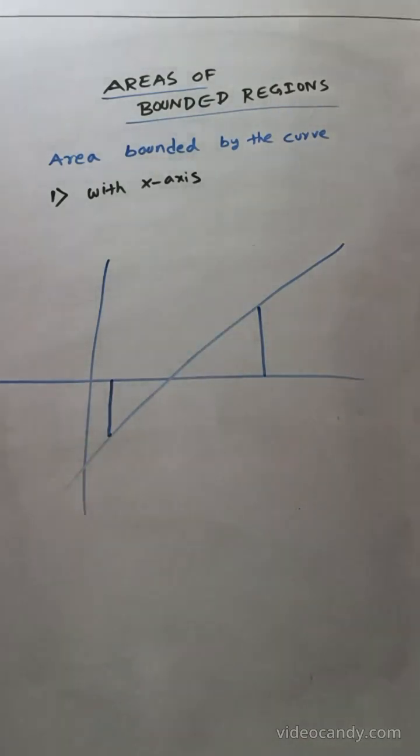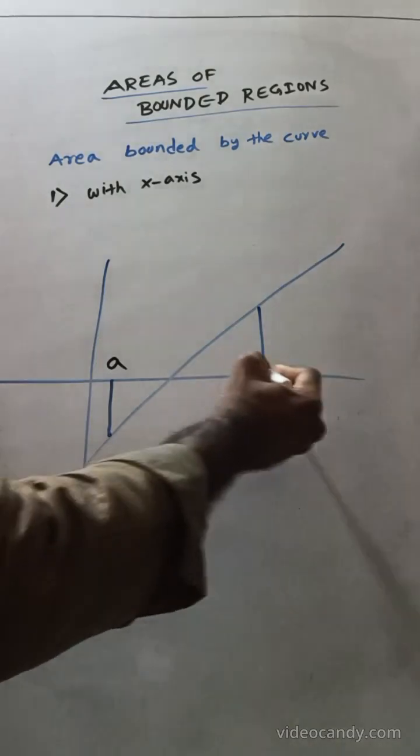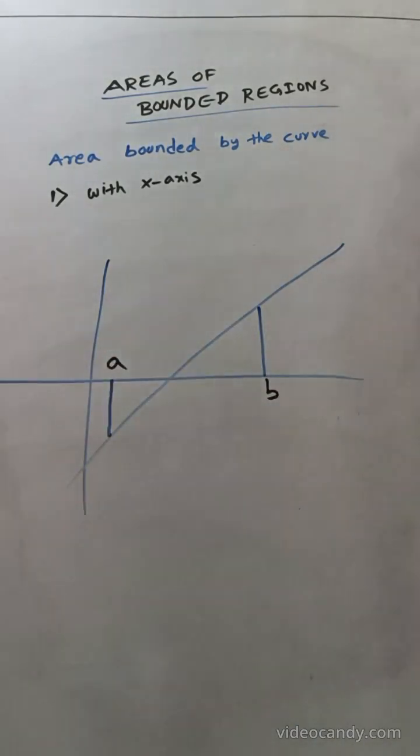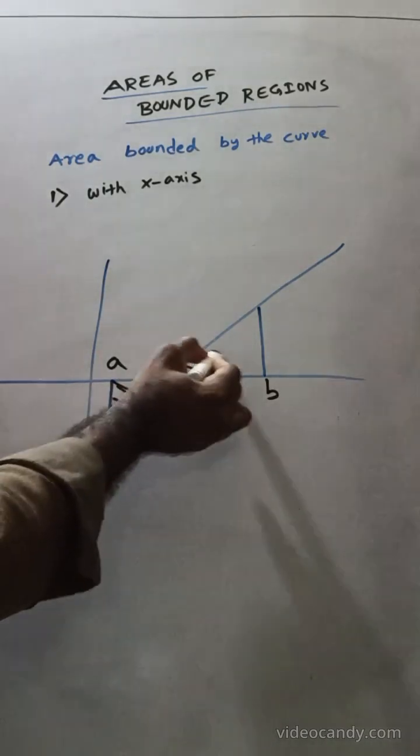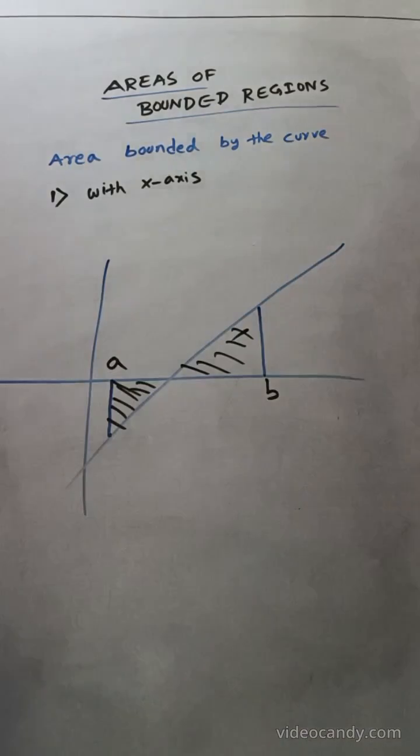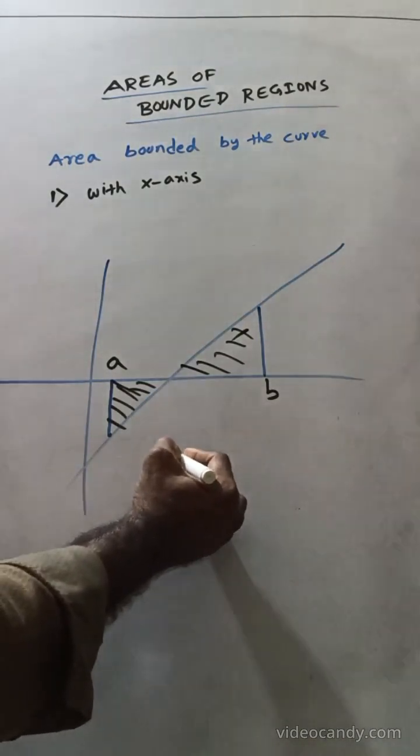Okay. So what is the area now? A to B. Again, in this case, what is our required area? This is our required area. This part. Clear.